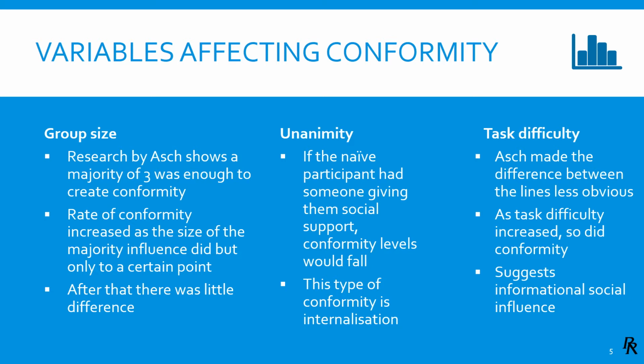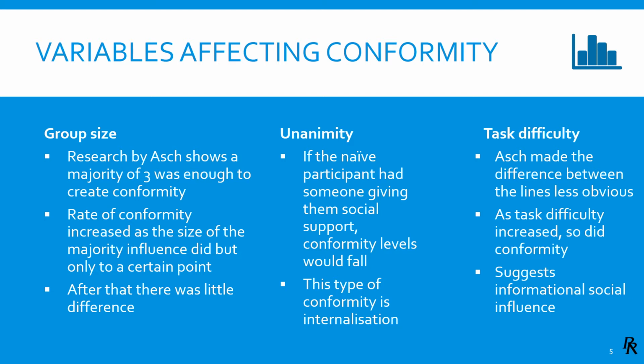Now unanimity. If the naive participant had a fellow dissenter, he would be more likely to resist the majority and conformity fell to 1/4 of the original level. However, if the naive participant had a fellow dissenter and then lost them, they would be more likely to conform. This type of conformity was more likely to be internalisation, because he would have identified more strongly with someone who shared his opinion.